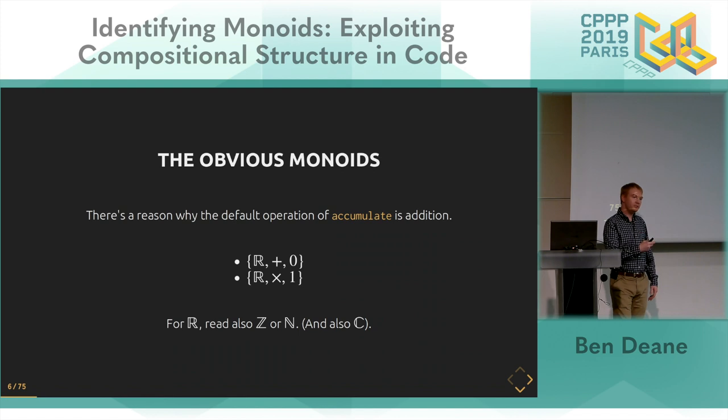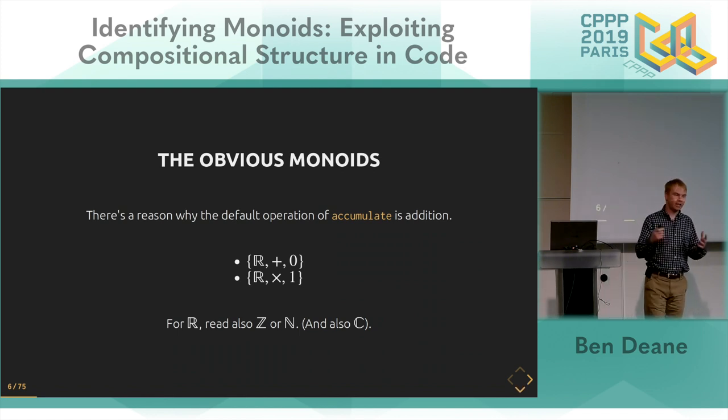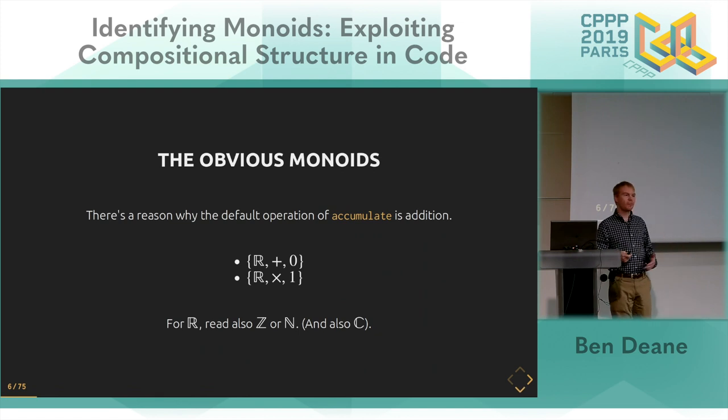I already told you about addition on integers, on numbers. So for integers, read any kind of number. Multiplication, the identity is one. And I talked about the properties that it has to have. Remember, the binary operation has to be associative, and we need an identity. So that's what we're looking for.